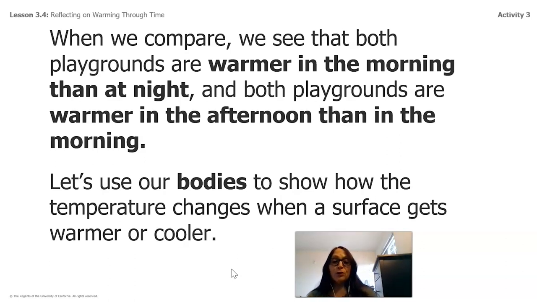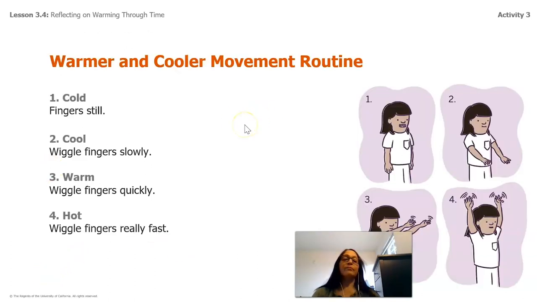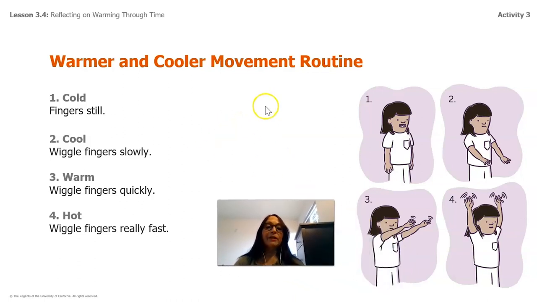So now we're going to use our bodies to show how the temperature changes when a surface gets warmer or colder. If you remember our last lessons, I showed you this character. If your hands are to your side, you're going to be with your fingers still. That is cold. Go ahead and do that for me. Stand up. Both hands to the side. Fingers are still. That is, yes, cold.